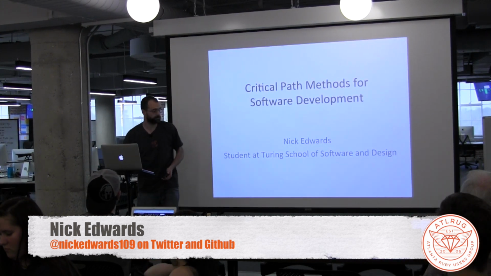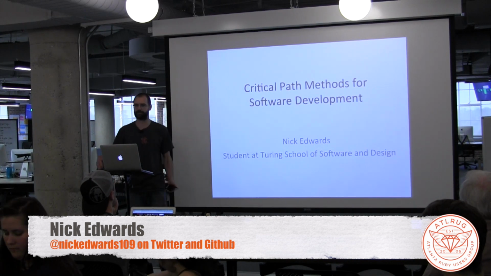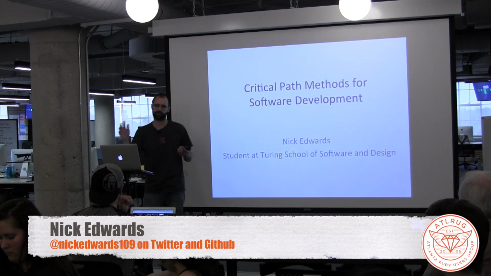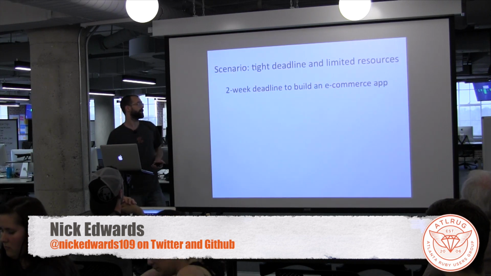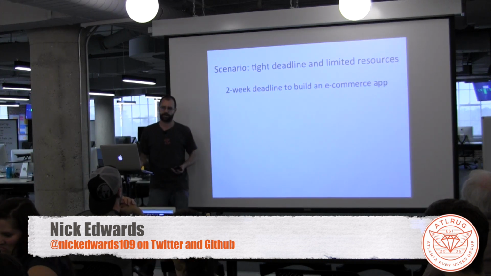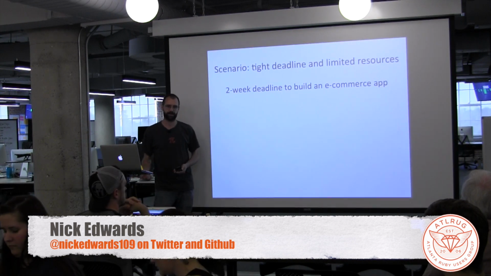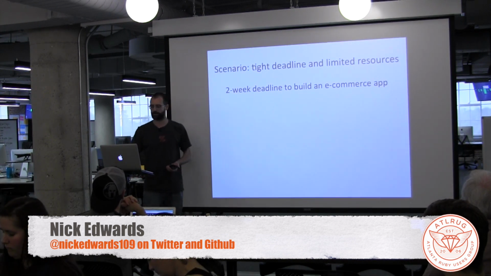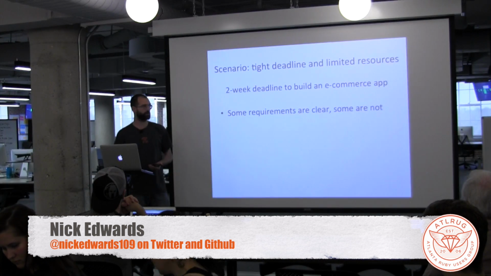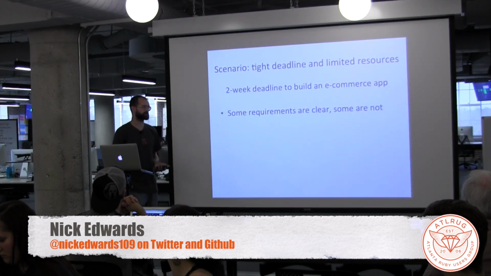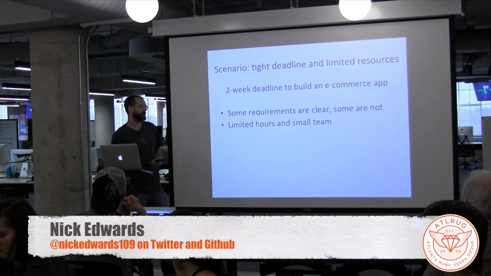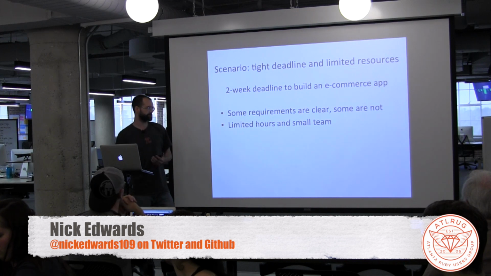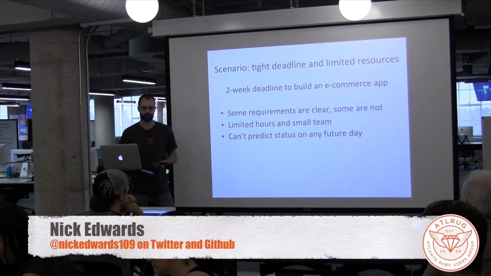So I'm going to talk with you a little bit about a non-agile approach to software development that we can adapt to be more suited to the software space. Imagine that you're on a team and you're given a project where you don't have very clear requirements at first, limited hours and a small team, so just limited resources, and you can't really predict where you're going to be in the project at any point in the future.